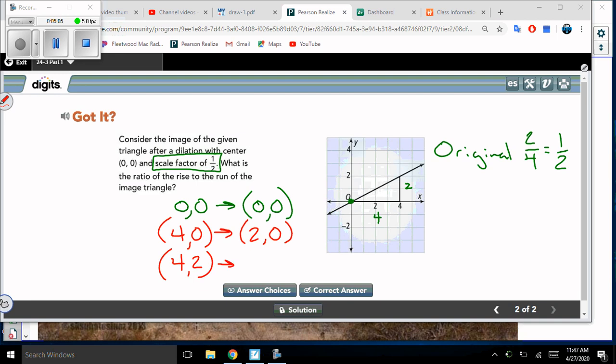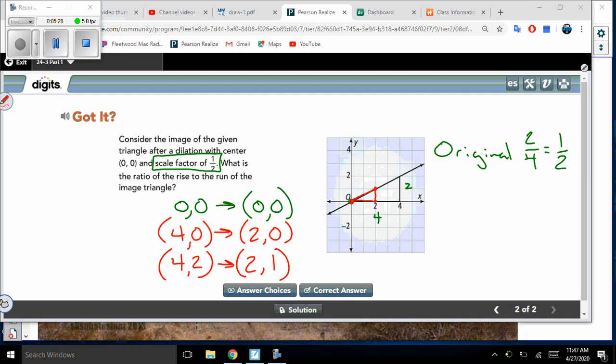And if I multiply that by a scale factor of 1/2, then half of 4 is 2, half of 2 is 1. There's my 3 points. So I already have 0, comma 0 plotted. I'll plot 2, comma 0, which is right here. I'm going to plot 2, comma 1, which is right here. So my triangle is right here.